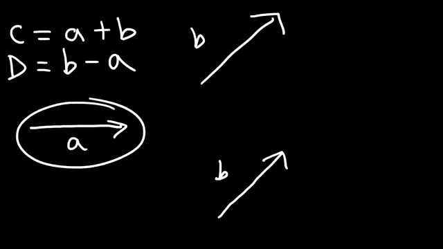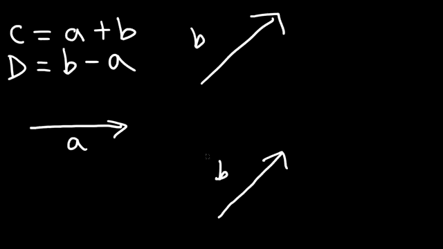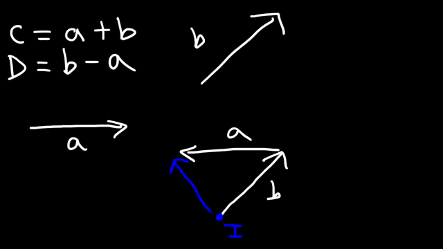So if this is A, what's negative A? When you multiply a vector by negative 1, the direction of the vector will change. It's going to change by 180 degrees. So all you need to do is reverse the vector. So vector A is going to be going this way. So now to draw vector D, we're going to start from the initial point of vector B to the terminal point of vector A. And so that's going to be vector D. So that's how you could subtract vectors B and A from each other.